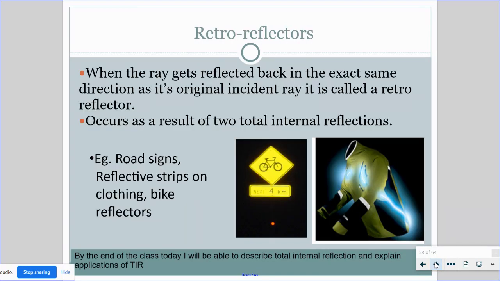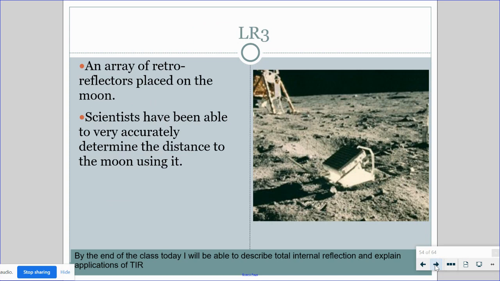Retroreflectors are when rays get reflected back in the exact same direction as the original incident ray. In other words, they don't get reflected on the other side of the normal, they get reflected on the same side of the normal. And this gives us two total internal reflections. So things like road signs, reflective strips, and those little lights you put on your bikes that reflect the light back, all of those things are called retroreflectors. The LR3 is an array of retroreflectors placed on the moon, and because of the information that it is gathering, they've been able to determine the distance to the moon using it.